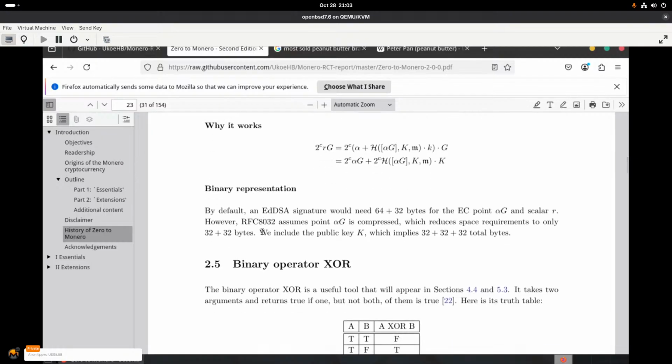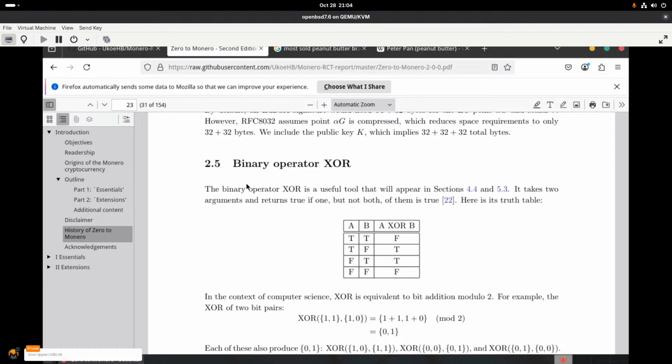Binary representation. By default, an EdDSA signature would need 64 plus 32 bytes for the EC point xG and scalar r. However, RFC 8032 assumes point xG is compressed, which reduces the space requirements to only 32 plus 32 bytes. We include the public key K, which implies 32, 32, 32 total bytes.